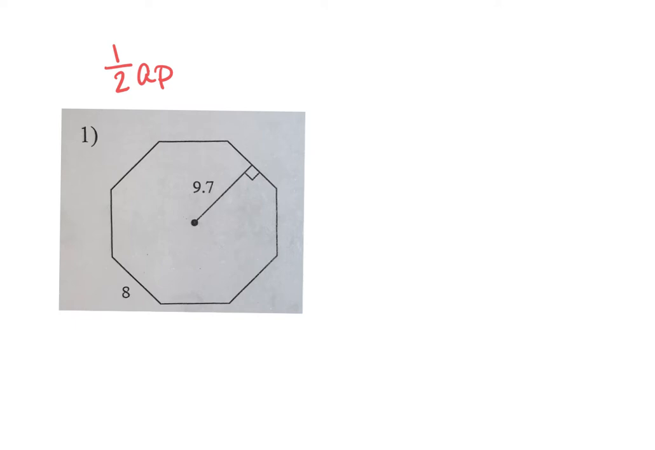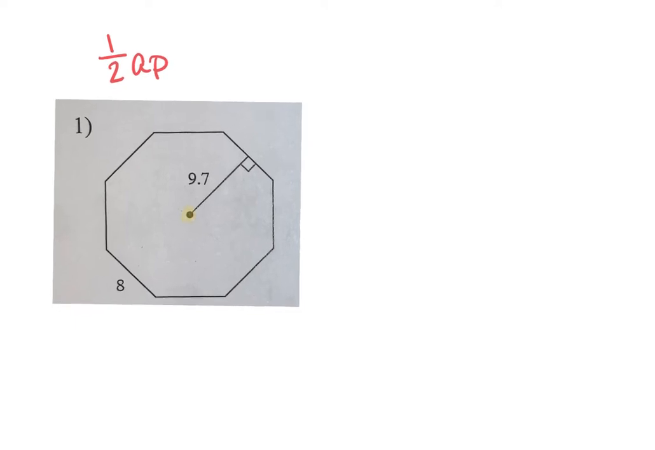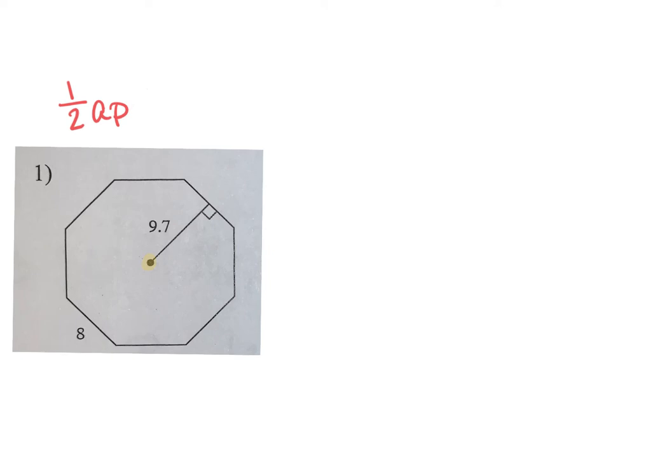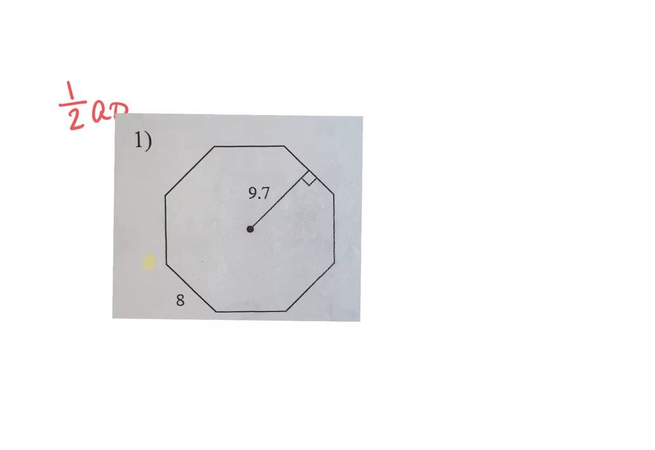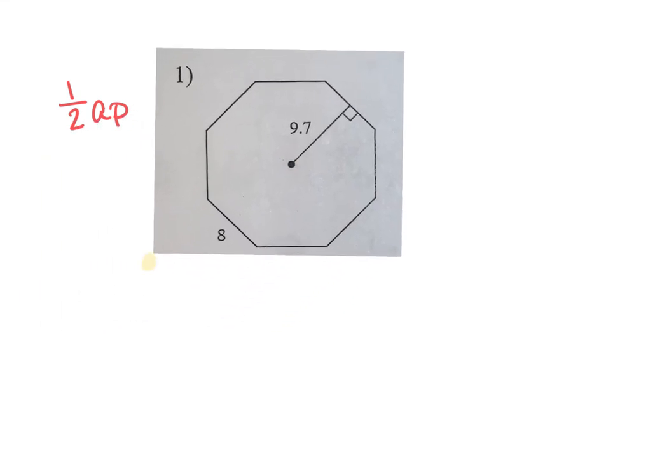So 1/2 apothem times perimeter. All right. So for this first one, they actually give you everything that you need. If you'll recall, the apothem is the distance from the center perpendicular to the side. So we have the distance from the center perpendicular to the side, and they've given that to us. They've given us this distance right here.